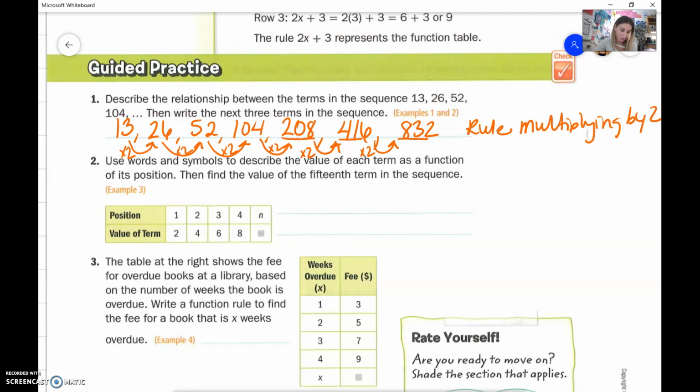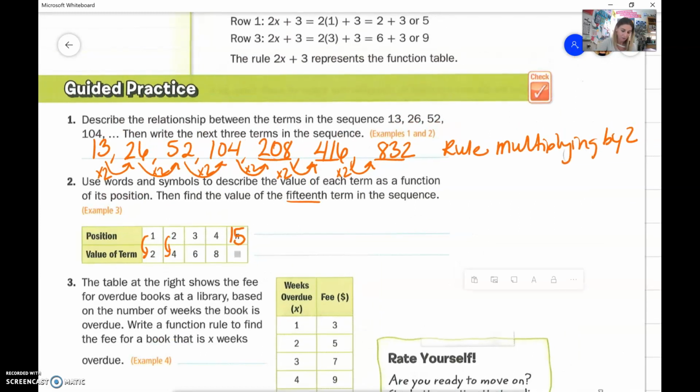All right, next one. Use words and symbols to describe the value of each term and the function of its position. Then find the value of the 15th. So this is the 15th term in the sequence. So how do I get from 1 to 2? How do I get from 2 to 4? Well, what happens if I multiply by 2? So 1 times 2 is 2. 2 times 2 is 4. 3 times 2 is 6. So 4 times 2 is 8. So therefore 15 times 2 is 30. So my answer is 30.